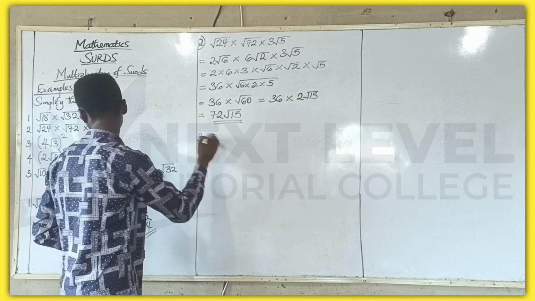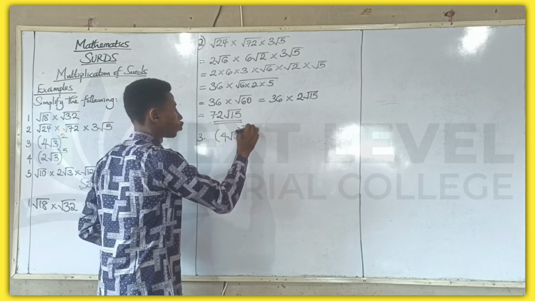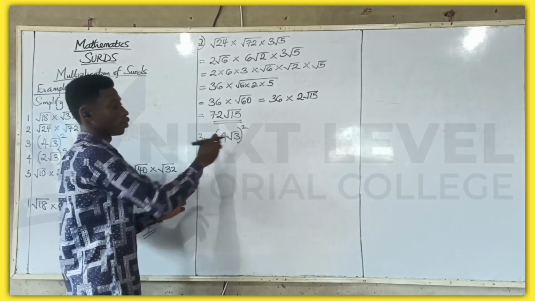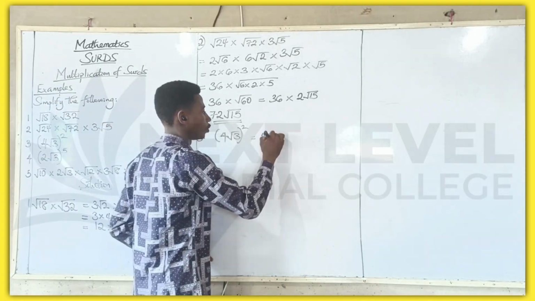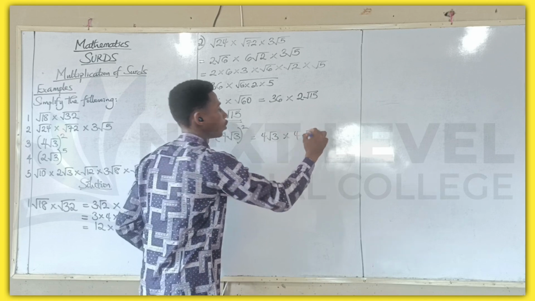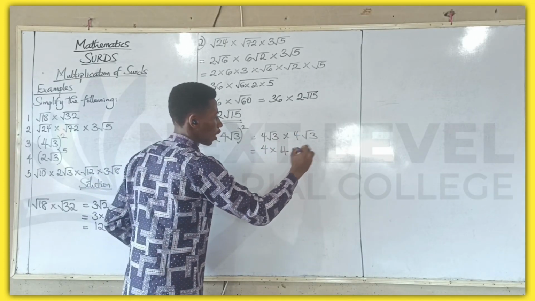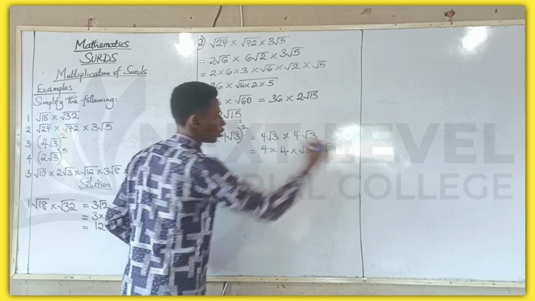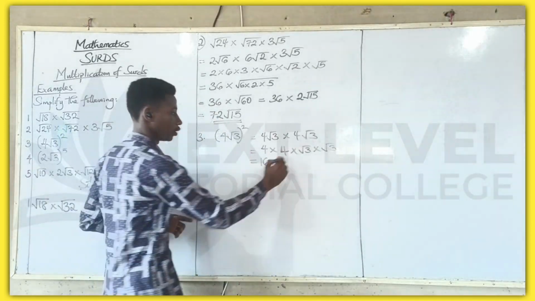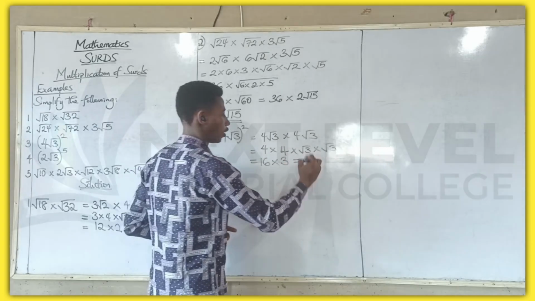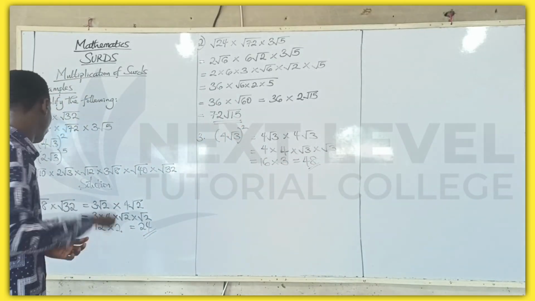Number 3 now, we have 4 SURD 3 all squared. What this means is that it multiplies itself 2 times. So we have 4 SURD 3 times 4 SURD 3. We multiply number and number, that is 4 times 4. And then we have SURD 3 times SURD 3. 4 times 4 is 16 times SURD 3 times SURD 3 is 3. 16 times 3 is 48. That is the answer to that question.